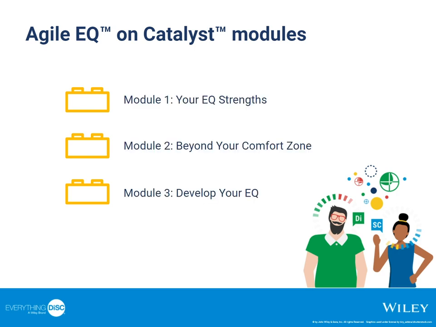The first module for Agile EQ is where learners discover their unique emotional intelligence strengths. They can then explore the full range of Agile EQ mindsets and the importance of stretching beyond their comfort zones in Module 2. Finally, in Module 3, Develop Your EQ, learners take steps to develop their emotional intelligence through creating action plans. Let's look at another example.